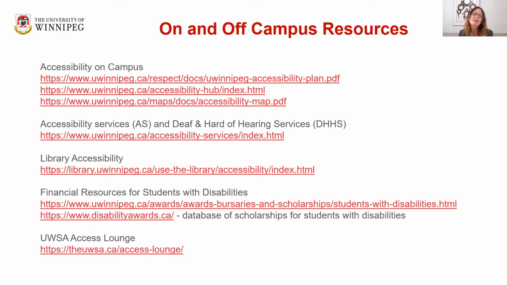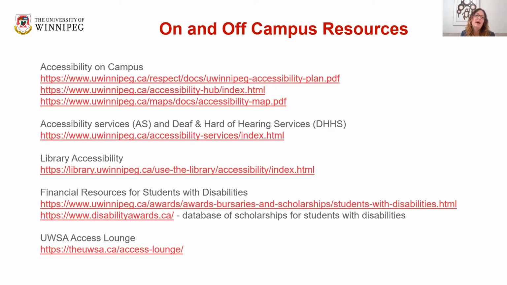We also have an accessibility map. It'll show you where the best places to park are. So that's another piece of information you might want to look at. And again, in the accessibility hub, there'll be other links that you may want to have a look at as well. Of course, Accessibility Service and Deaf and Hard of Hearing Services. I've included a link there to their office, and there's a lot of really great information on their website as well that you can check out.